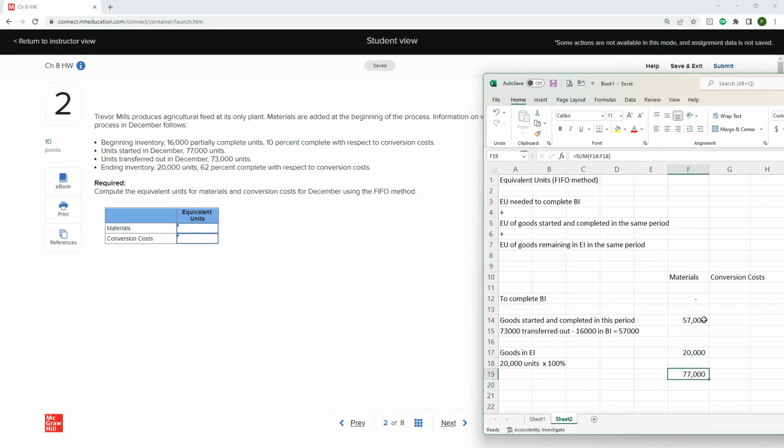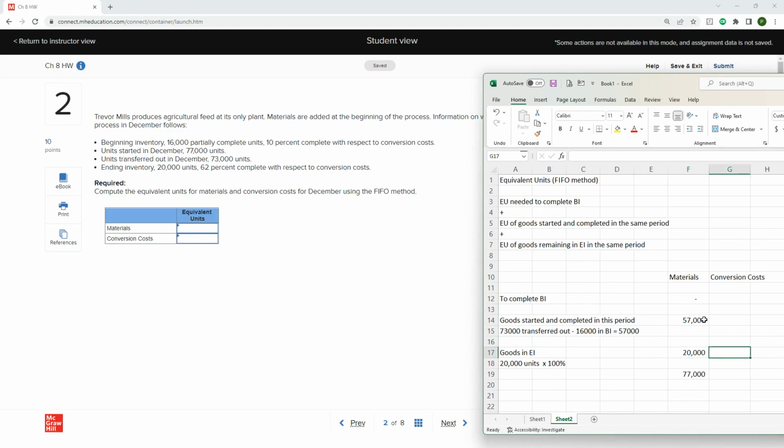Again, beginning inventory is 0 because all the units from beginning inventory were already 100% complete with respect to materials. So we didn't have to put any materials in this month for beginning inventory. The 57,000 units that we started and completed, obviously we had to put in our materials. And then the goods in ending inventory, we know that any partial unit is already going to be 100% complete with respect to materials. So that's 57 plus 20 equals 77,000.